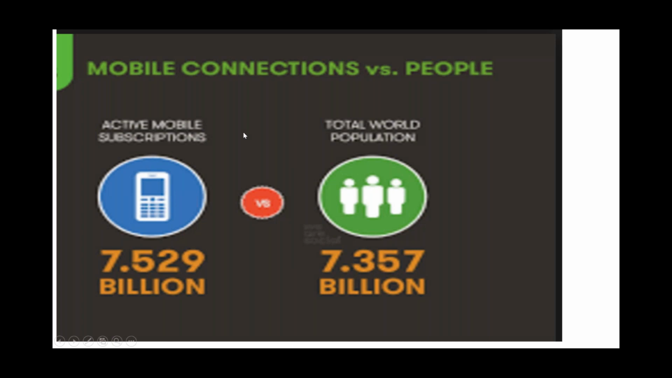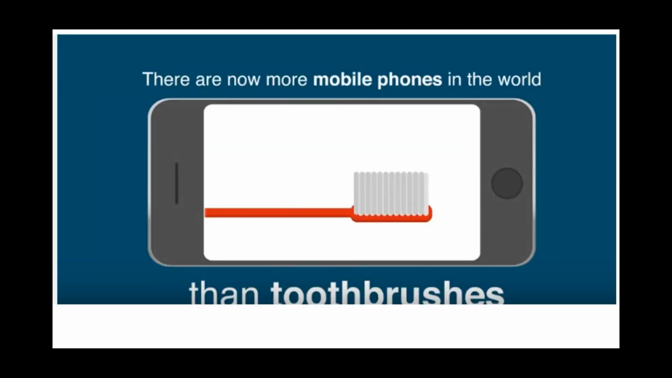Okay, see, this is very interesting statistics. On the right side, 7.3 billion people have internet access. Sorry, number of world population. And how many mobile phones are there? 7.5 billion. Means there are more mobile phones in the world than the people on the planet. There's also an interesting statistic. There are more mobile phones in the world than the toothbrushes itself.